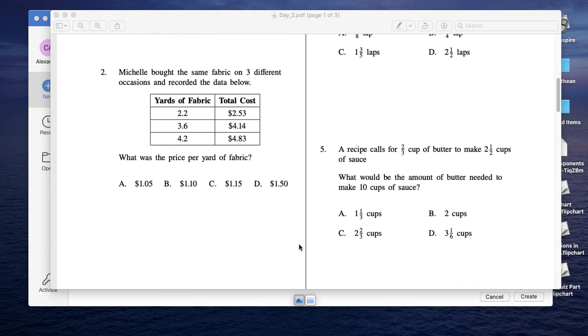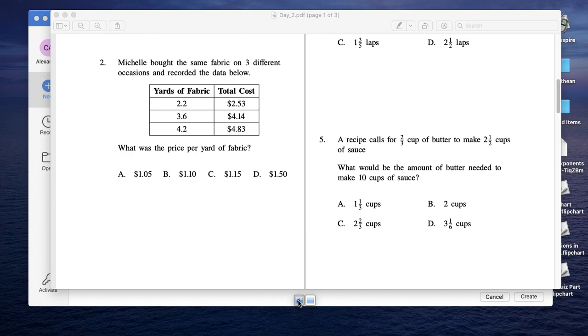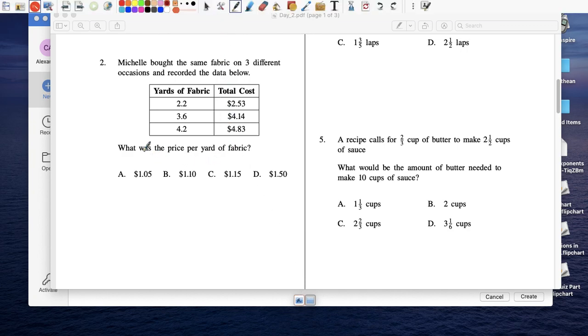2. Michelle bought the same fabric on 3 different occasions. I recorded data below. What was the price per yard of fabric? So obviously the price is not going to change, right? So we can find the constant of proportionality, or the unit rate. Assuming the store didn't change price on her 3 different occasions, this is X and this is Y. Let's pick the middle one just to be different: $4.14 for 3.6 yards of fabric. You want to find the unit rate, or the constant of proportionality in this case.